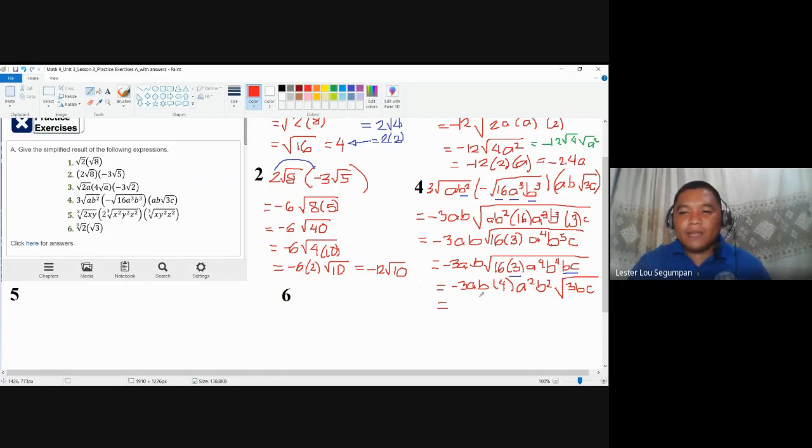That's negative 3 times 4, which is negative 12. For a, 1 plus 2 is 3. For b, 1 plus 2 is 3. And you have your square root of 3bc. Okay?